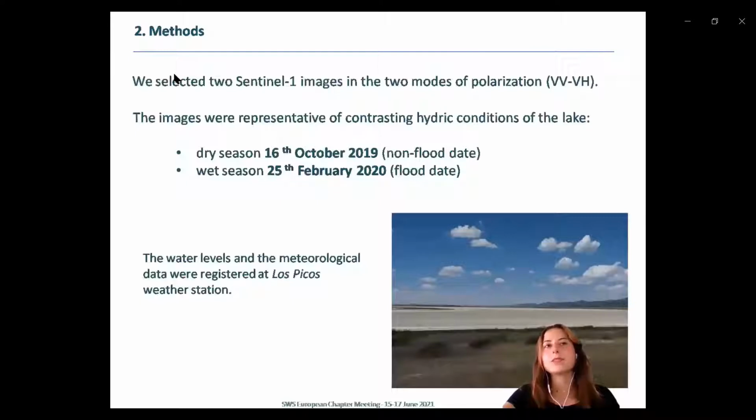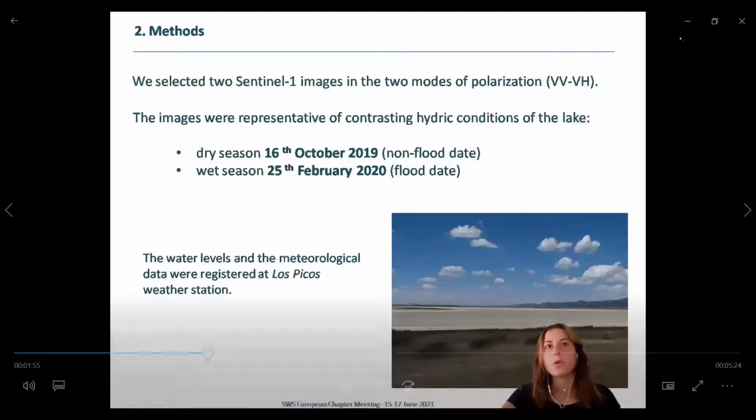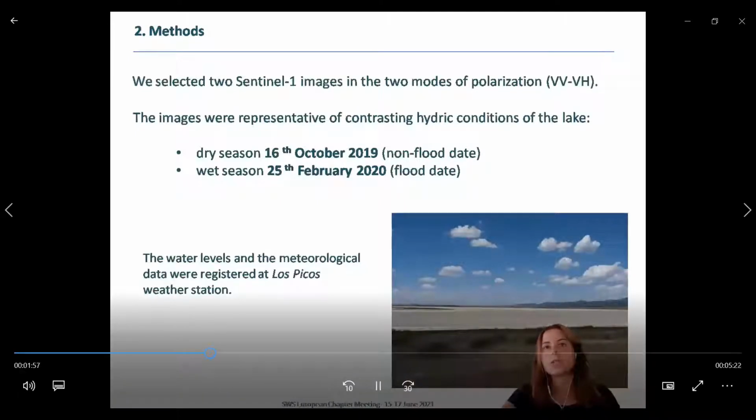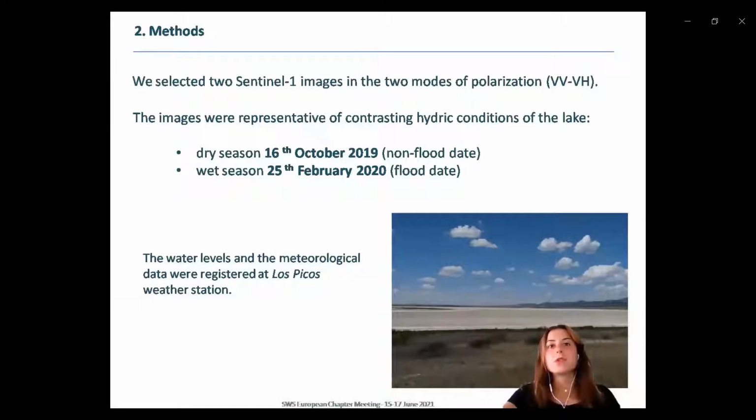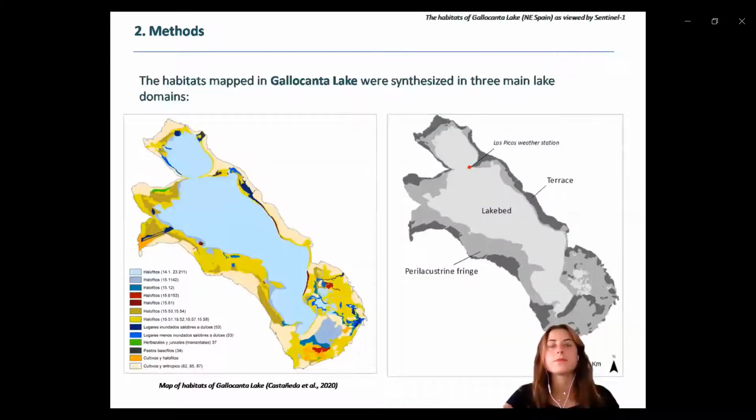Okay, in the methods part, we selected 2 Sentinel-1 images in the 2 polarization modes. The images were representative, contrasting the ideal conditions of the lake. The dry season corresponds to the 10th of October, 2019, a non-flood day, and the wet season corresponds to the 2nd of February, 2020, a flood day. The water level and the meteorological data were obtained at Los Picos weather station.